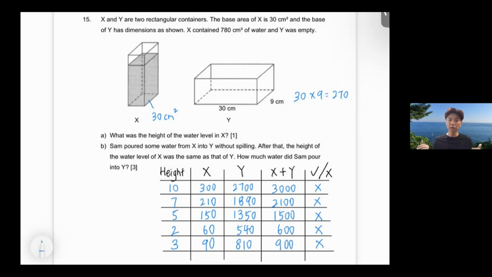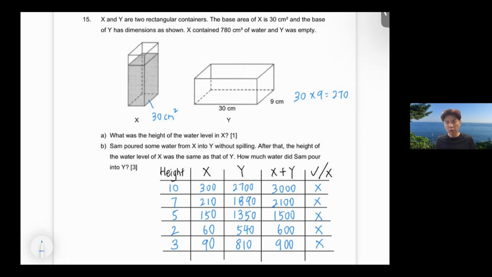Now, if the height of the water level in both containers is 2 cm, then the total combined volume is only 600. But if it's 3 cm, then the total volume is 900. So that means that the height of the water in both containers should be between 2 cm and 3 cm. So it could be 2.1, 2.2, 2.3, or maybe even 2.35. So what is the next guess that I should actually make?